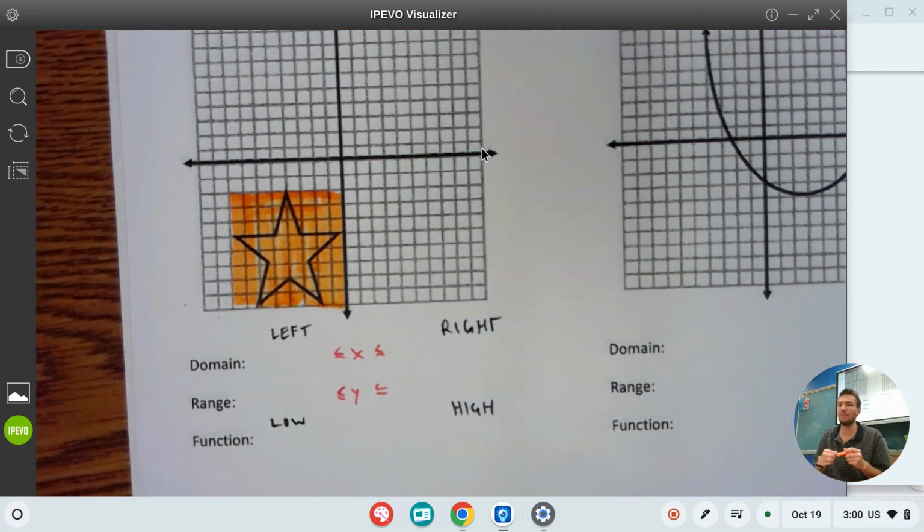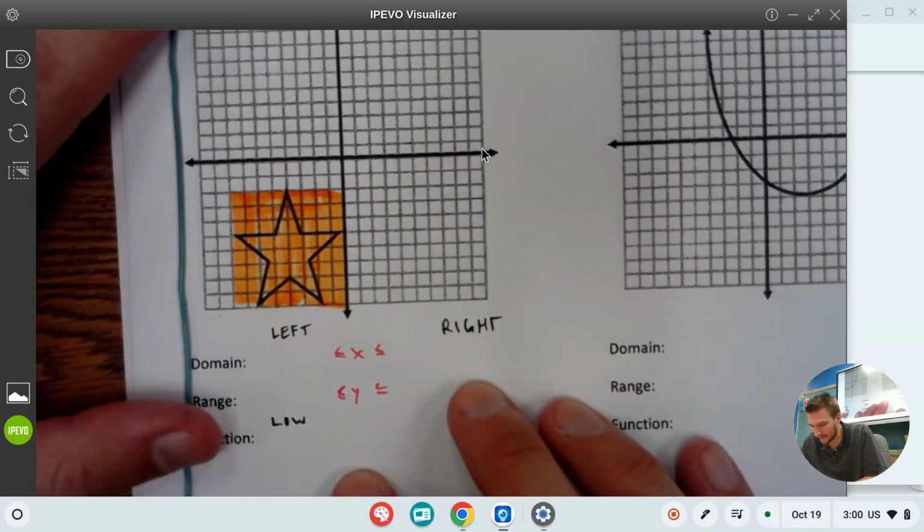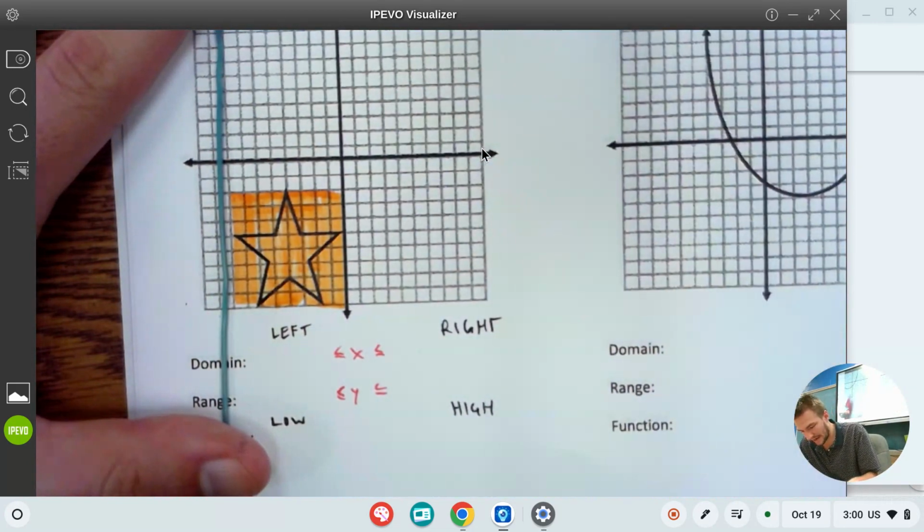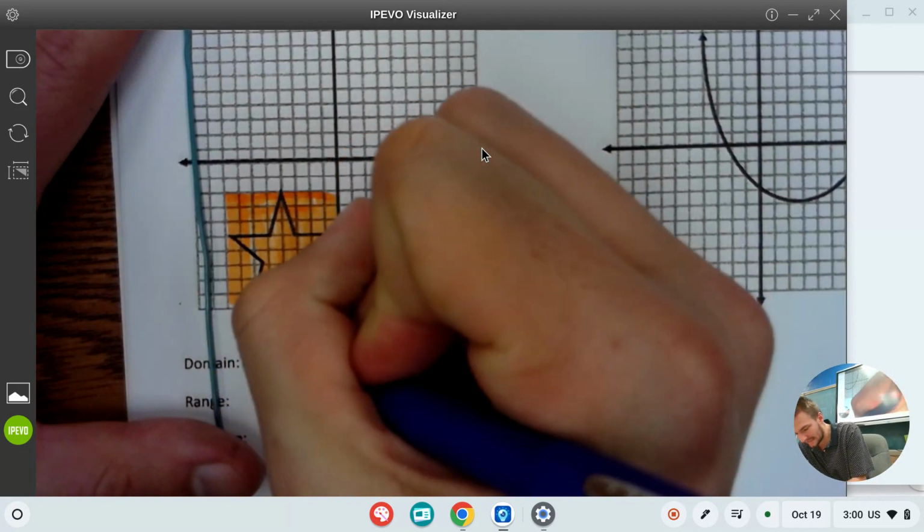This box helps a lot of algebra students because it helps me line up my line. What is the most left that we go? Negative 8. You're correct. Negative 8.